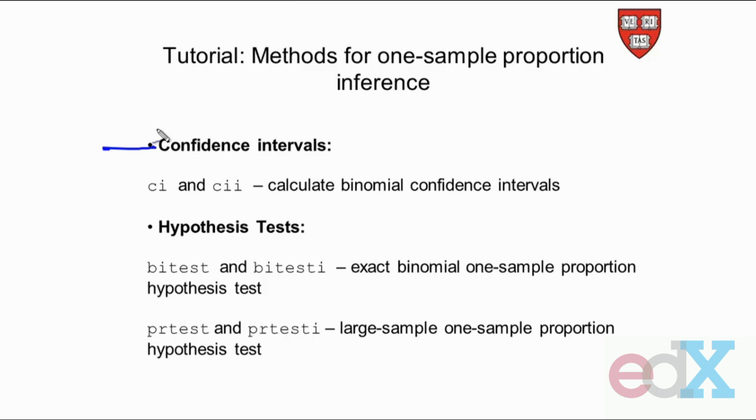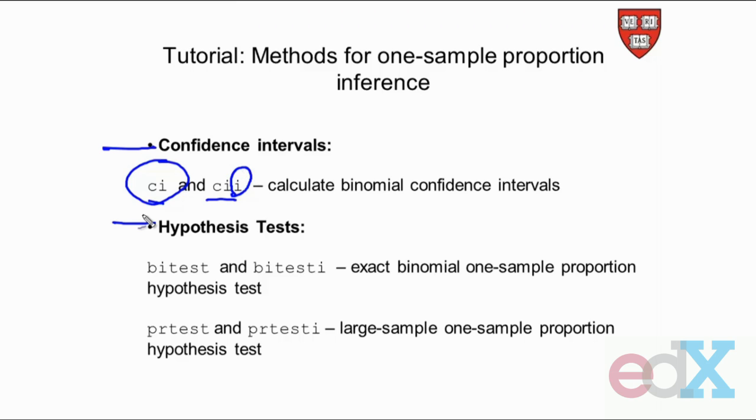First, when we're looking at confidence intervals, the CI command and the CII command are the primary commands that are used. CI is used when you have data read into Stata, and remember, when you have this extra I on the end, what that means in Stata is that it's an immediate command, so you don't have to have data read into Stata, you just need the numbers available.